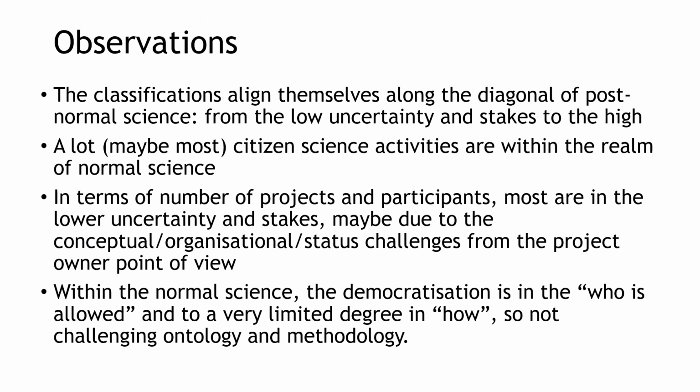So let's have a few observations. First of all, the classifications allow themselves along the diagonal of post-normal science, from low uncertainty and stakes to high. A lot of citizen science activity is within the realm of normal science and the applied, and a lot of it is because the project owner finds it easier to handle it this way. Also, we point out that within this area, citizen science is providing democratization in the sense of who is allowed to do science, and to a very limited degree of how to do the science. So there is no challenge to the ontology and methodology of how things are being done.